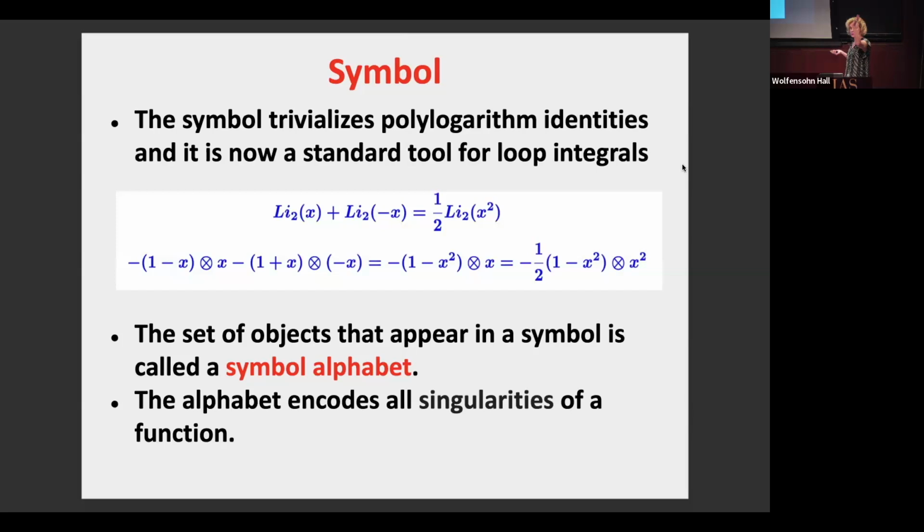So you have polylogs of z's, of various Plückers of z's, and then you take the symbol. Now, the alphabet: in amplitudes, you have some complicated function of some complicated arguments, and the set of objects that appear in the symbol is called the symbol alphabet. So you have the function of these Plückers, and they could be not just Plückers, they could be quadratic Plückers, cubic Plückers, et cetera, and that's a symbol alphabet. The physical meaning of this alphabet is that it encodes all singularities of a function.